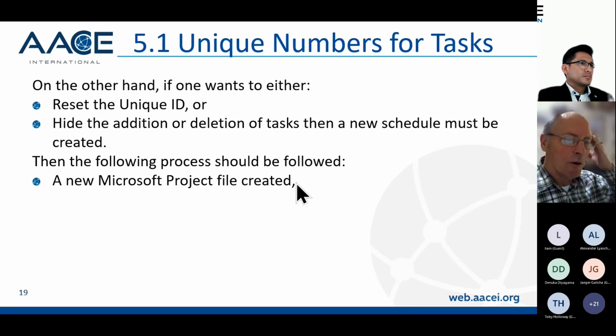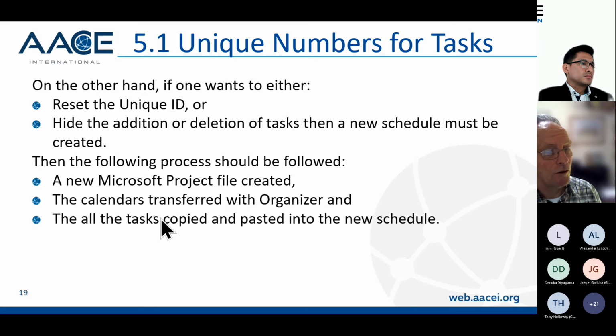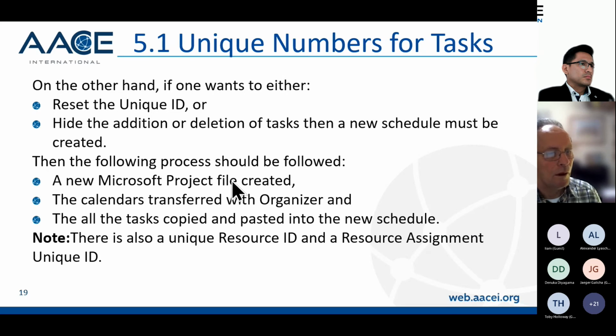So you create a new Microsoft Project file with the same start date. You then transfer the calendars from one project to the other with Organizer, and then you need to copy and paste the tasks. If you've got a resource schedule, you need to copy and paste the resources first, and then copy and paste the tasks. That way, the unique ID will be numbered from top to bottom, so you'll have a fresh start with a start of number 1. There's also a unique resource ID and a unique resource assignment ID, and again, these will get reset when you copy and paste into a new program.